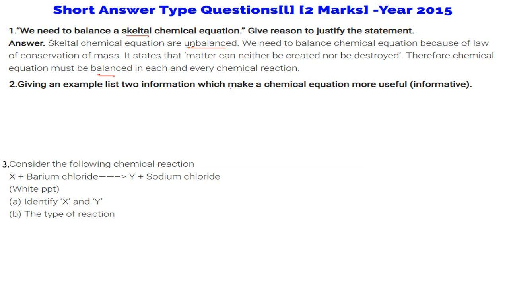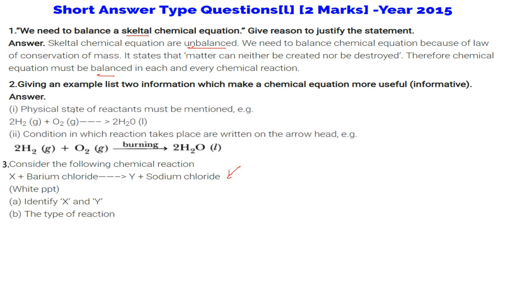Give an example, a list of two pieces of information which make a chemical equation more useful. So when we write a chemical equation, what should be there to make it more informative? The answer would be, the physical state of the reactants can be mentioned, like this is gas and this is liquid. So a physical state is being shown. The condition in which the reaction is taking place, like burned, sunlight, heated, can be written on the arrowhead. So this makes the chemical equation more informative.